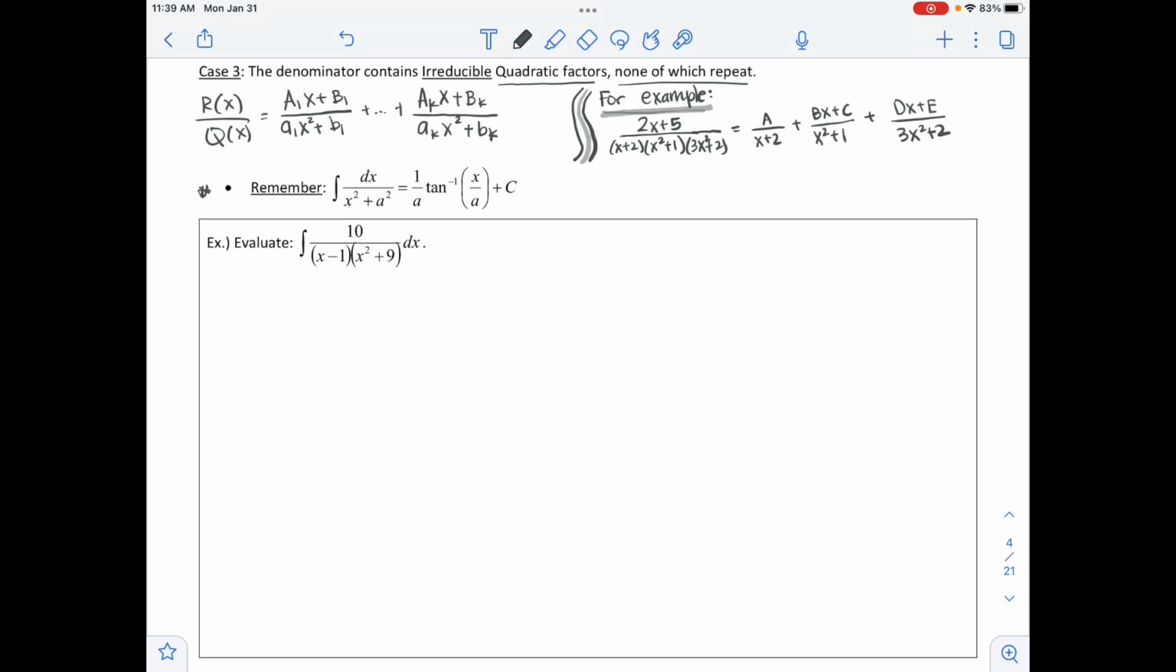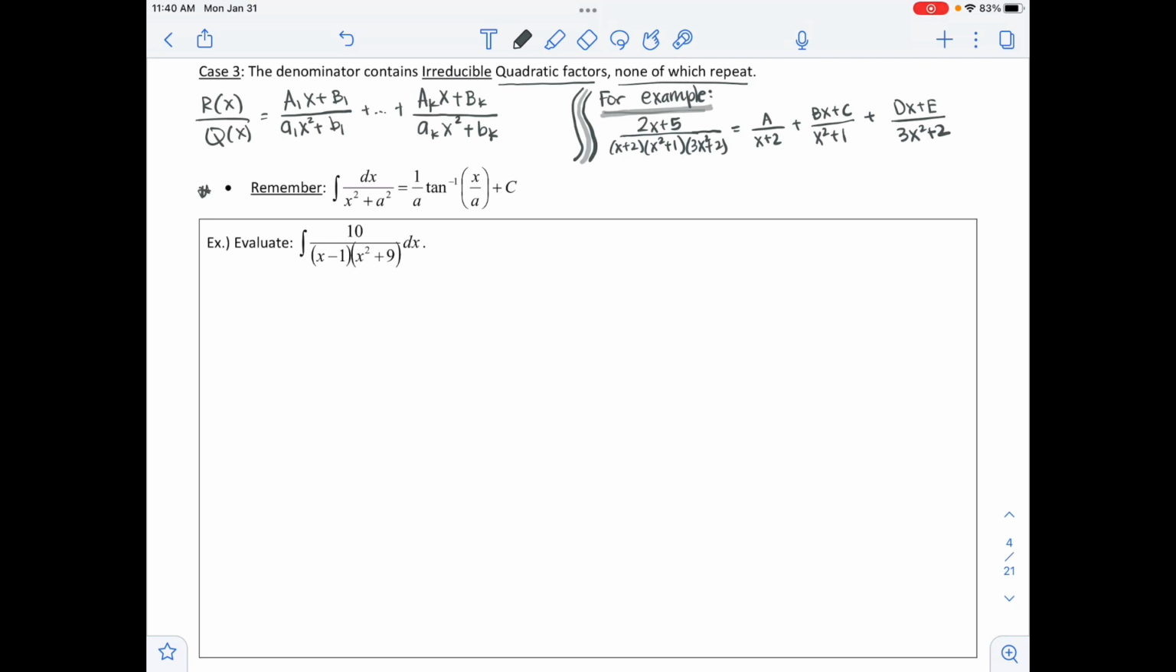Case 3 says the denominator contains irreducible quadratic factors, none of which repeat. So irreducible means that we're not able to factor them, and none of them are repeating, so we're not going to have the quantity squared. So for example, we would have r(x) over q(x), and since we're dealing with quadratic factors, the numerator is going to be 1 degree less, so it would be linear. And we would have all those different factors in the denominator, and again, ax plus b, depending on how many terms you have for that.